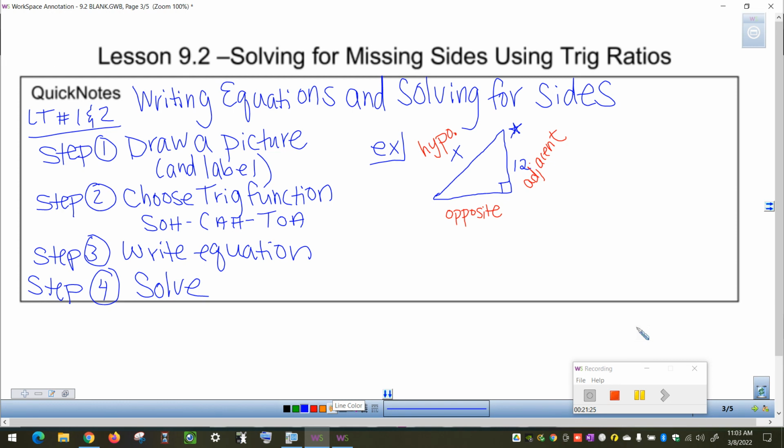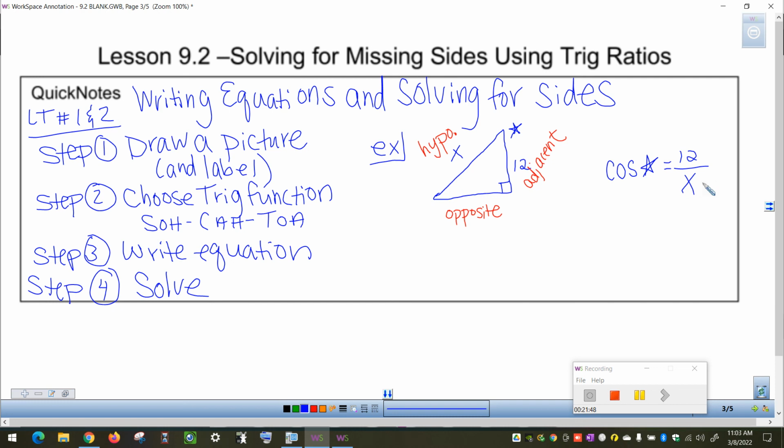Go ahead, Daniel. Cosine. So we have cosine of whatever that star angle is. We know that it's always adjacent over hypotenuse, so in this case 12 over x. We're not going to go through the rest of the solving here. I didn't tell you what that star angle was, but because the x is in the denominator, this is one where we would have to multiply both sides by x first, then divide both sides by the cosine of the angle. So this would actually be 12 divided by the cosine of whatever the angle is to solve for the missing side.